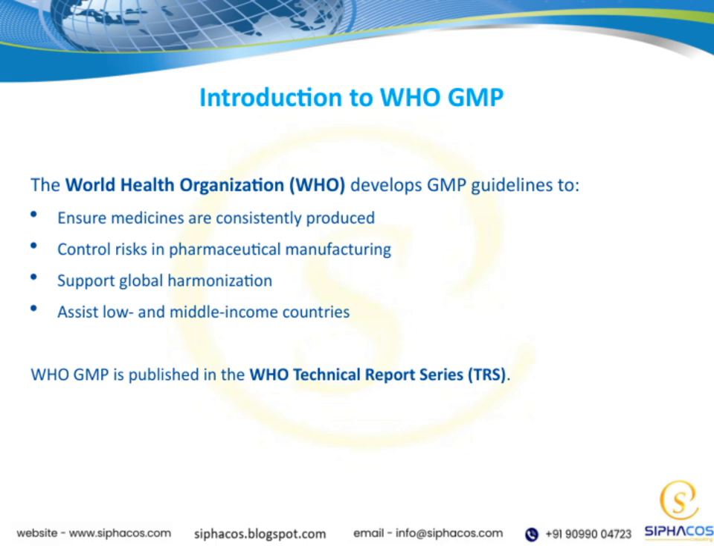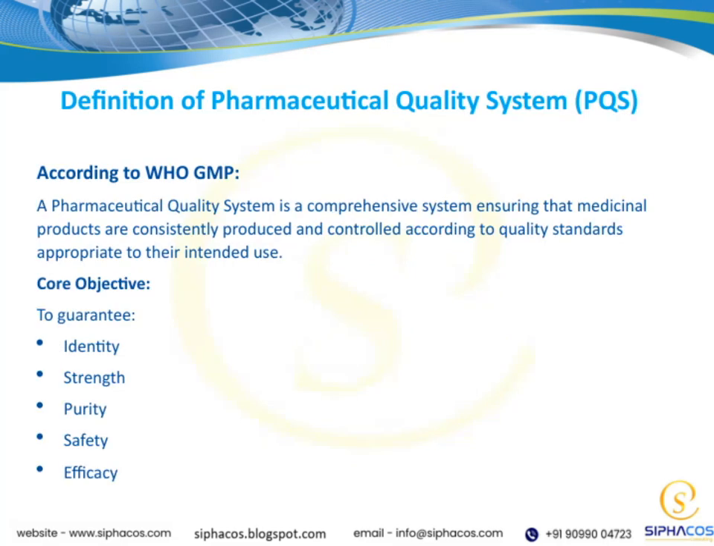All of this information is published in the WHO Technical Report Series, or TRS. This series is the official source where the detailed guidelines and standards are documented, making it accessible for countries and manufacturers around the world. Let's take a closer look at the definition of a pharmaceutical quality system, or PQS, as outlined by the WHO GMP.